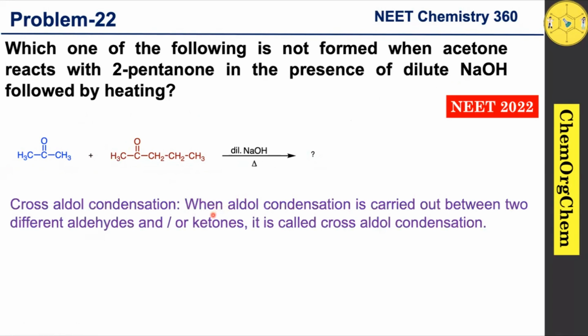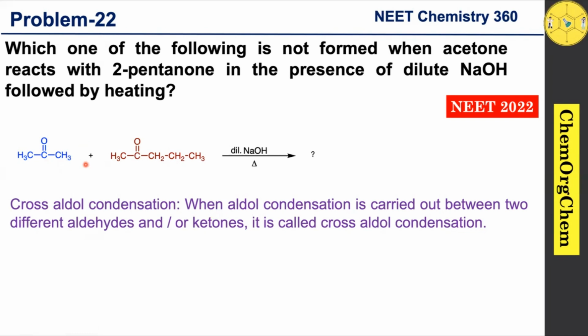According to the cross-aldol reaction, when aldol condensation is carried out between two different aldehydes or ketones, it is called cross-aldol condensation. As per cross-aldol condensation, the base initially takes the proton from the alpha carbon, which produces an enolate ion intermediate. This then reacts with another carbonyl compound, resulting in an alpha beta unsaturated carbonyl compound. So this is called the cross-aldol condensation reaction.